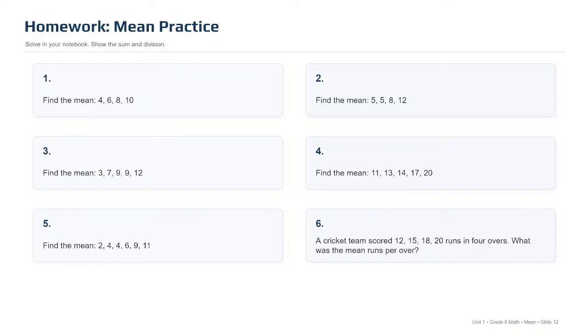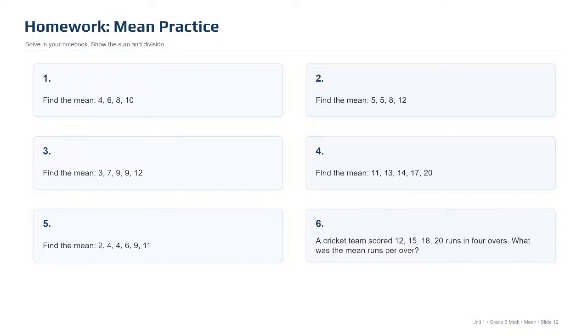So find the mean. So values are 4, 6, 8, 10. Second one, find the mean. 5, 5, 8, 12. The third one, find the mean. 3, 7, 9, 9, 12. Fourth one, also find the mean. 11, 13, 14, 17, 20. 5, find the mean. 2, 4, 4, 6, 9, and 11.